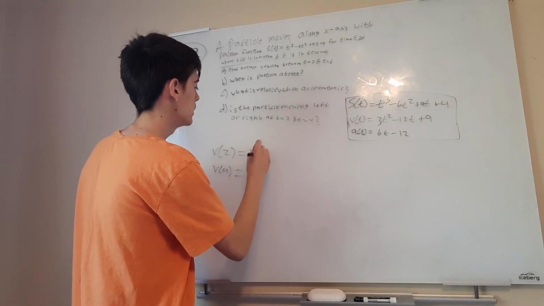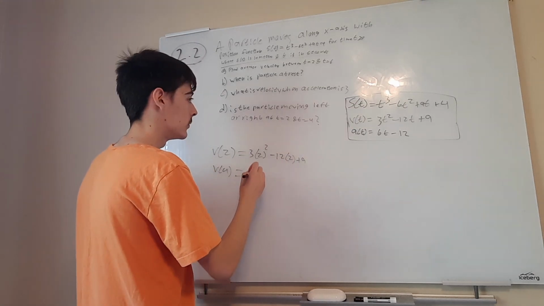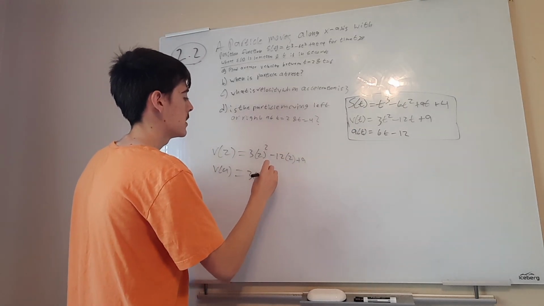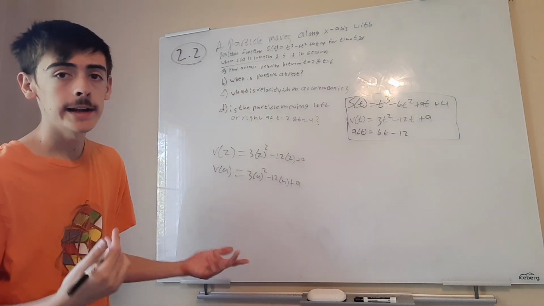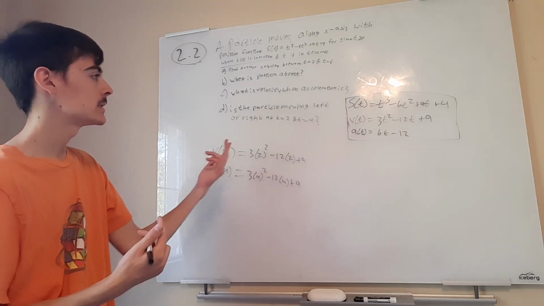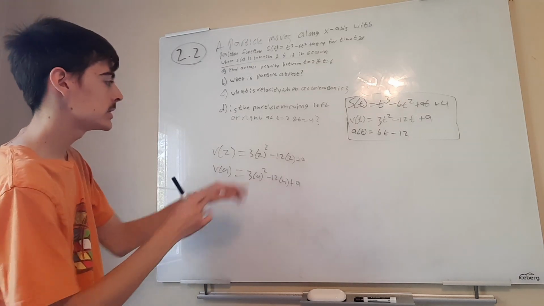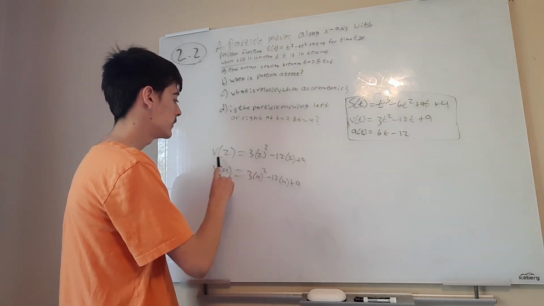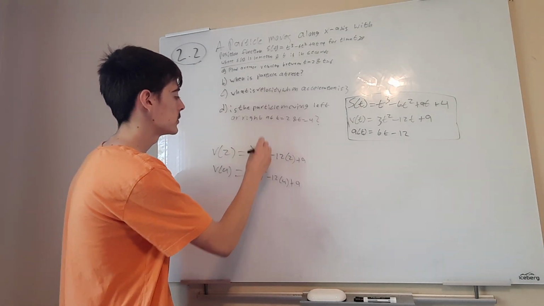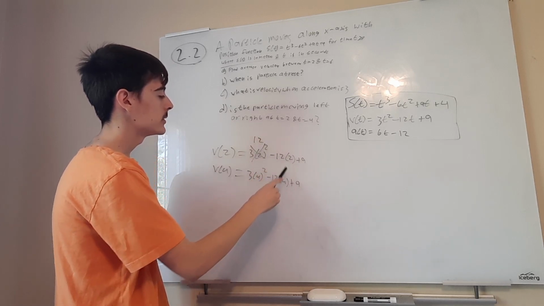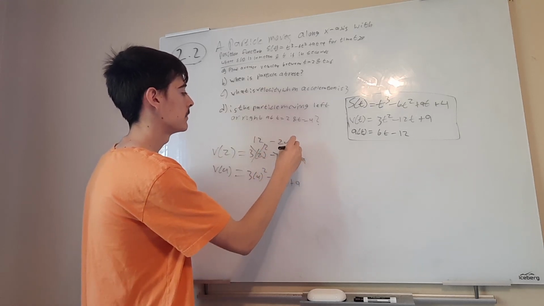V of 2 is going to be 3 times 2 squared minus 12 times 2 plus 9. V of 4 is going to be 3 times 4 squared minus 12 times 4, also plus 9. Now, we don't need an actual value for these answers because our question's not asking us for a value, it's just asking us if it's moving left or right. But we could also find a value if we want to, so let's simplify this a little bit. So our first term for v of 2 is going to be 3 times 2 squared. 2 squared is 4 times 3 is going to be 12. So this first term is going to be 12. Minus 12 times 2 is going to be the same as minus 24. And then we just have our plus 9.